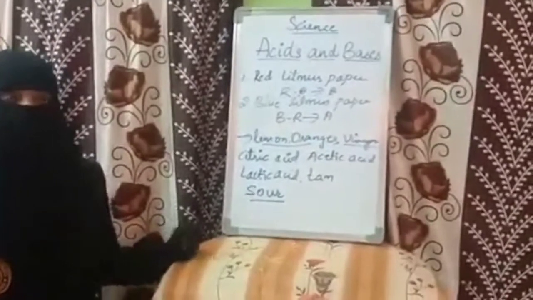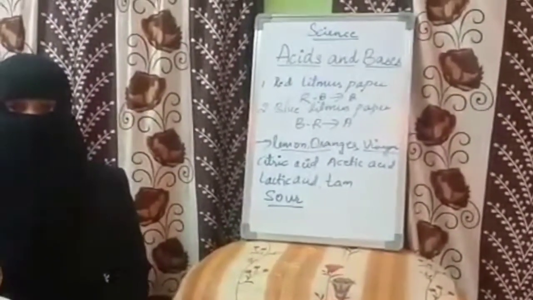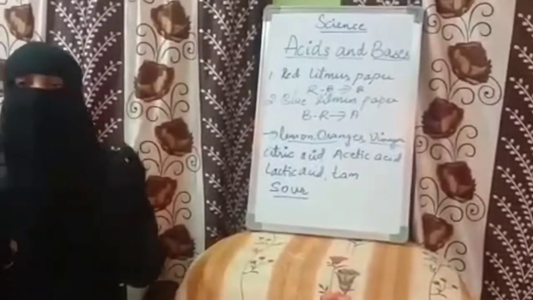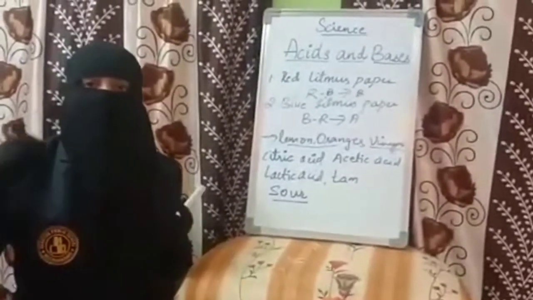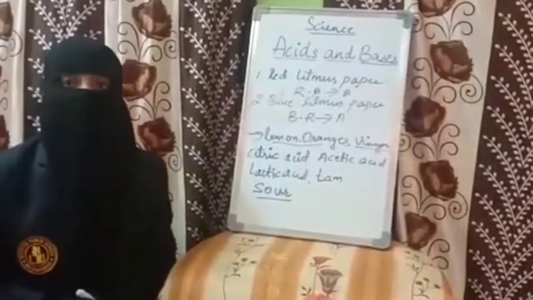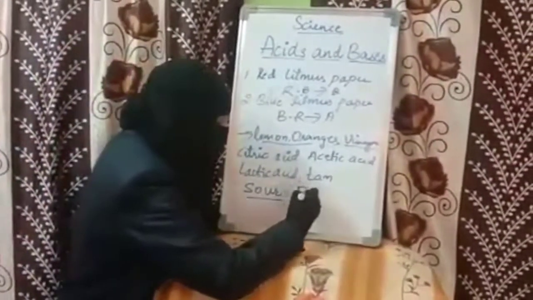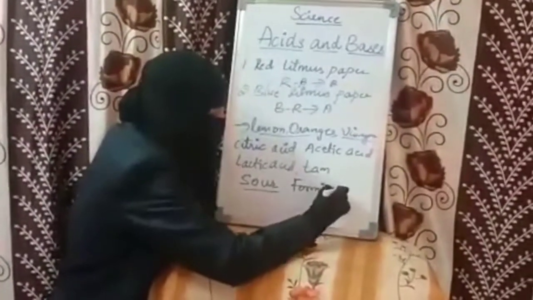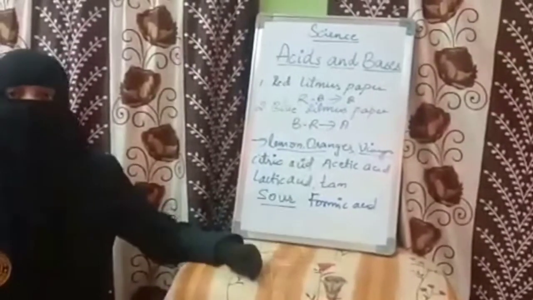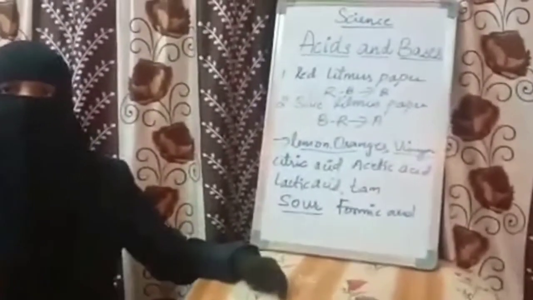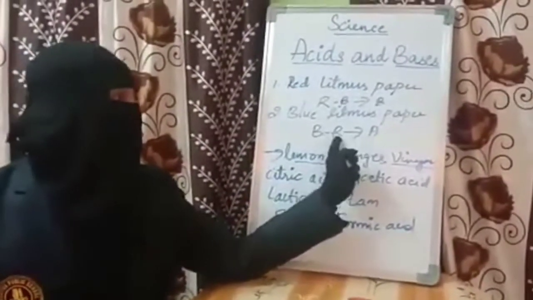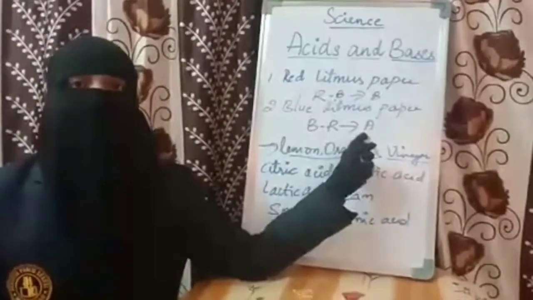Not only that, have you ever got an ant bite? Yes, everyone got it. It's a natural thing, right? Whenever an ant bites, you get a burning sensation at the area where it has bitten you. That is because acid is released from the ant's body. The acid present in the ant body is formic acid, which is released into our body whenever an ant bites us. So blue litmus paper will convert into red if the substance is acidic in nature.